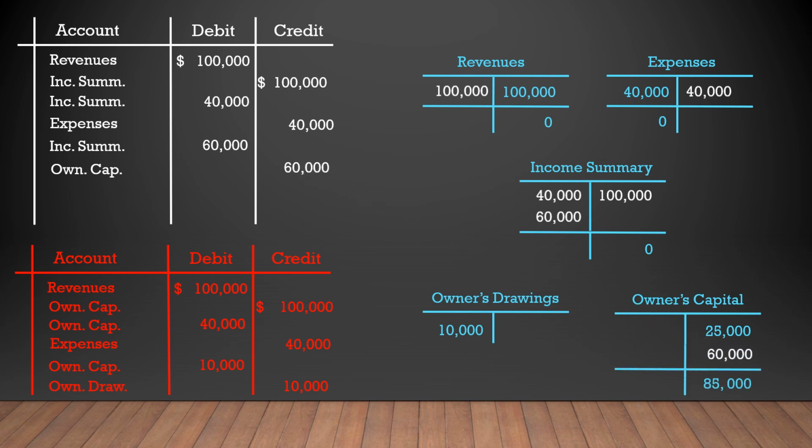Close out drawings just as we've done in the previous examples, and owner's capital will have an ending balance equal to the year-end balance on the statement of owner's equity.